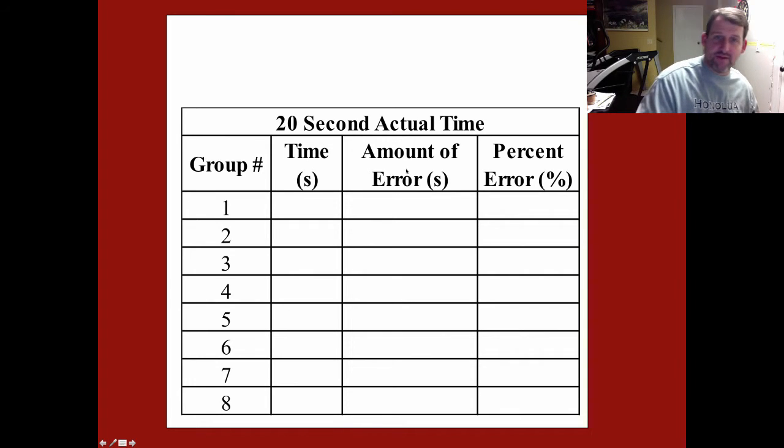And then notice, once you get everything written down, actually, I'll talk about that in a second. Go ahead and write it down. Go ahead and pause the video now. Everybody write their stuff down and be ready to go.